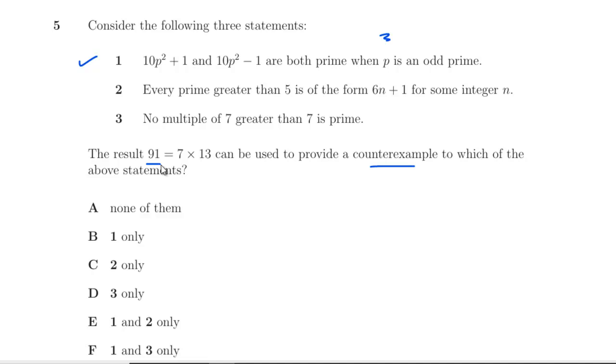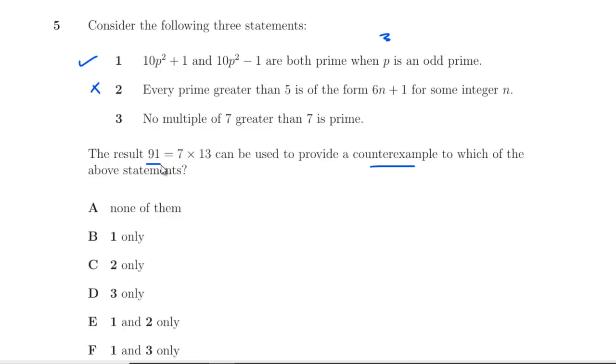Is this a counterexample of that? Well, it is of the form 6n plus 1, but it's not prime. So I mean, it's not really telling us anything here because they haven't given us a prime number in order to interrogate. So I don't see it being a counterexample to number 2.